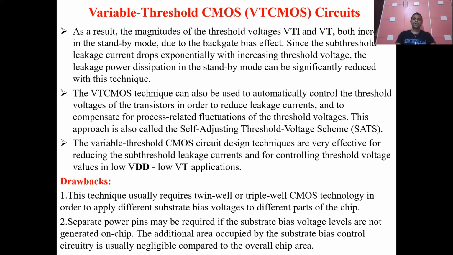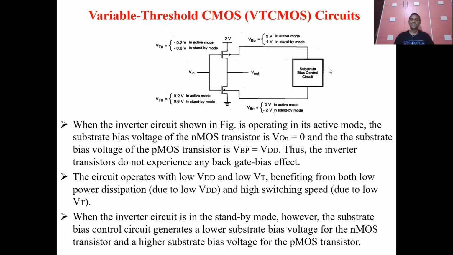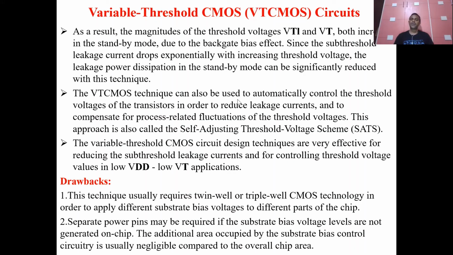So why is it called self-adjusting threshold voltage? Because of this substrate bias control, the threshold voltage will vary accordingly depending on the requirement. Because of that, it is self-adjusting the threshold voltage by changing the substrate bias voltage. That's why this VT CMOS, the variable threshold CMOS technique, we also consider as a self-adjusting threshold voltage scheme, that is SATS.